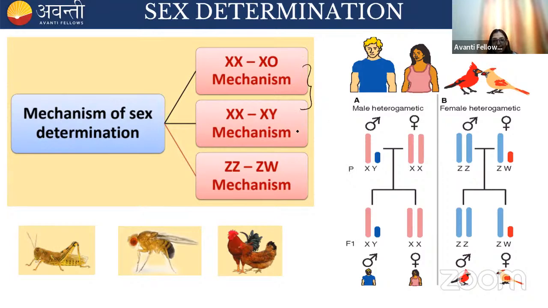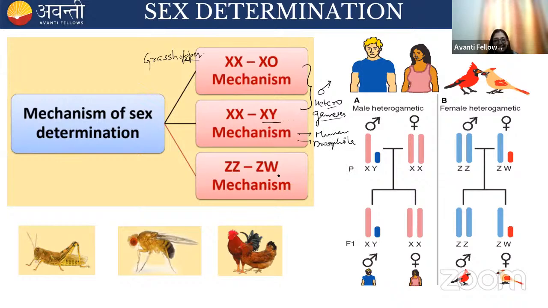So first, these two mechanisms show that the males are heterogametic. Hetero means different, that they produce different gametes. This mechanism is found in humans and Drosophila. This XO is found in the case of insects, for example grasshopper, where the female is homogametic and the male is heterogametic. That means one gamete will carry the X chromosome and the other gamete will carry the Y chromosome in the case of humans and Drosophila.